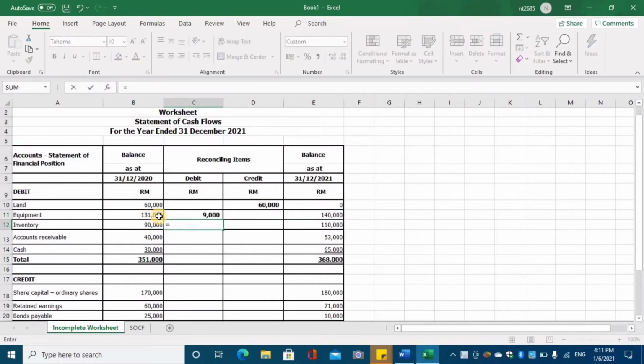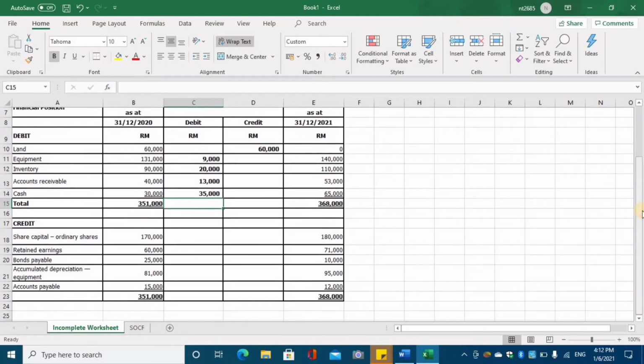Inventory, the balance also increased. 110,000 minus 19,000 put at debit side. Accounts receivable, the balance also increased. So 53,000 minus 40,000 at debit side. Cash, the balance also increased. 65,000 minus 30,000 at debit side. For the credit, share capital ordinary shares, the balance is increased. So we will put at credit 180,000 minus 170,000 at credit side.